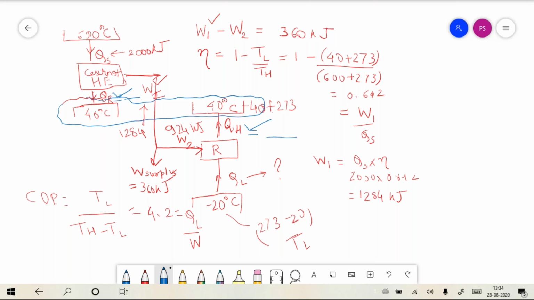I hope I am clear about the question. You are supposed to find what is the value of QR, what is the value of QH, and hence the total Q. Anybody is answering this?